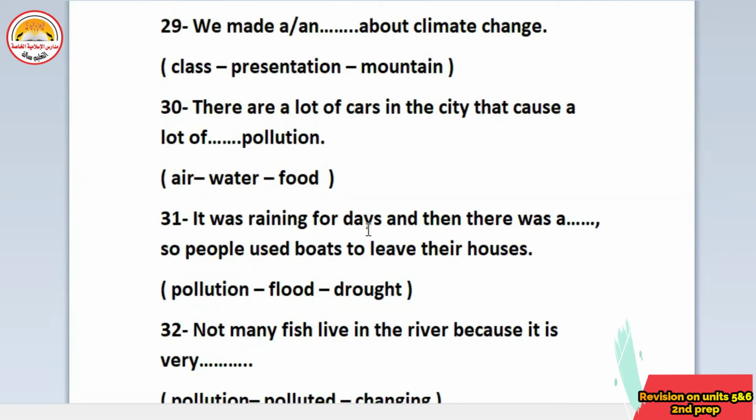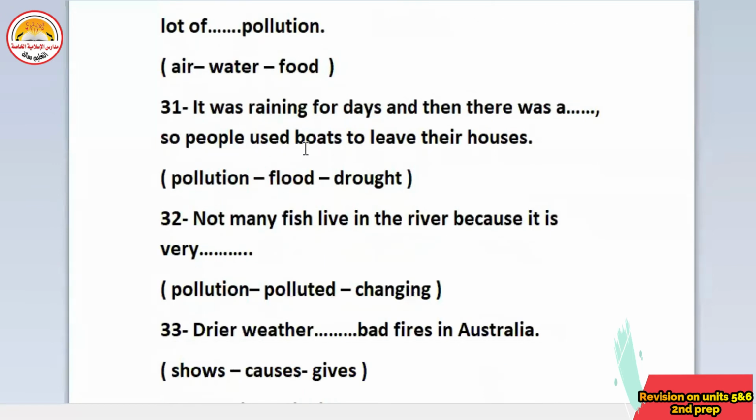Number 31, Malak Ashraf. It was raining for days and then there was a flood, so people used boats to leave their houses. Flood, very good, thank you. It's correct, thank you. So here number 31, it was raining for days and then there was a flood, so people used boats to leave their houses.